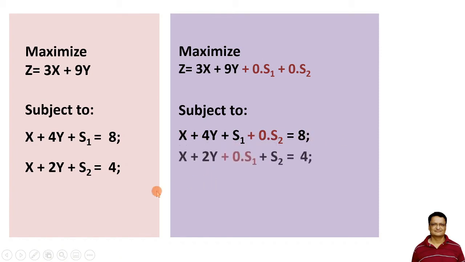In a similar fashion, the second constraint can be modified like this. So x plus 2y plus 0 s1, because this constraint does not have s1, so I have just added the s1 variable with 0 coefficient, and everything else is the same. Now this is the standard form for the simplex table, and with this form we will go and fill up the simplex table to get the initial feasible solution.